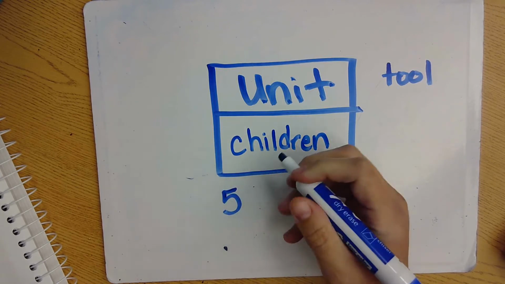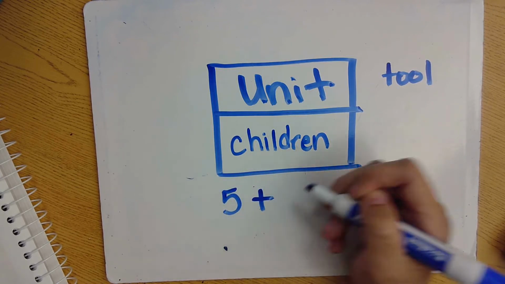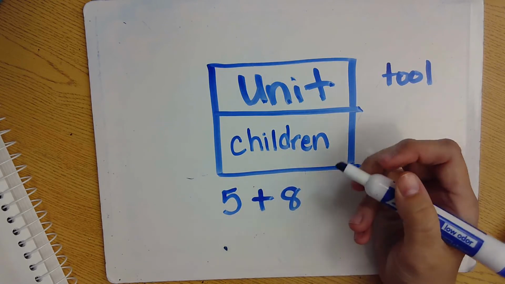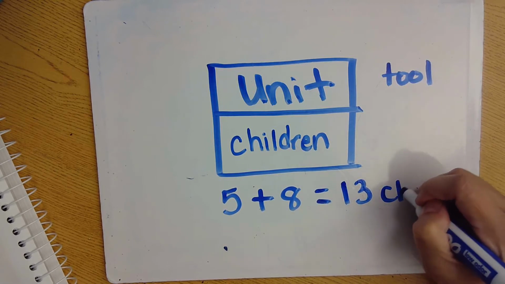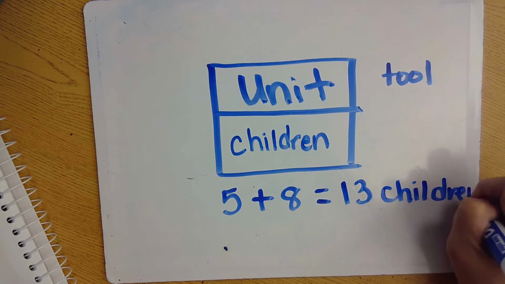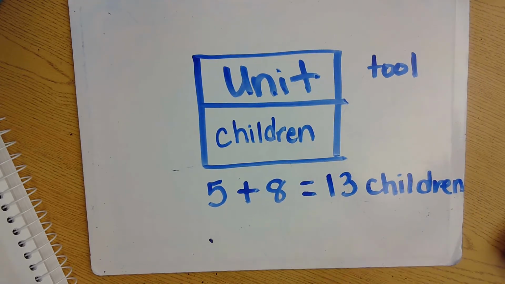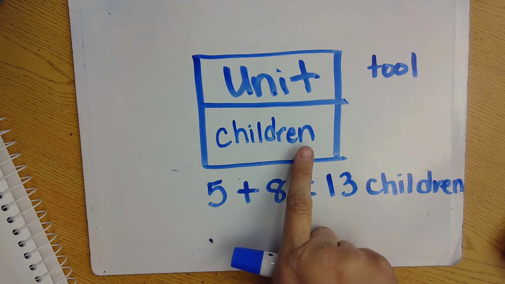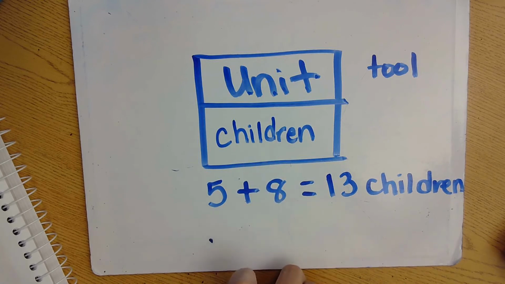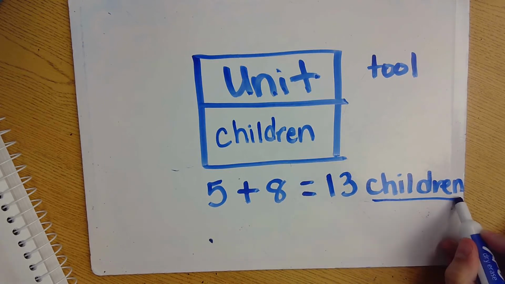We had 5 children skating plus 8 children playing ball, and we had 13 children total. So in our unit box, because our addition number story was about children and the question was about how many children in all, my unit word is going to be children because that's what my problem was all about. So 5 plus 8 equals 13 children.